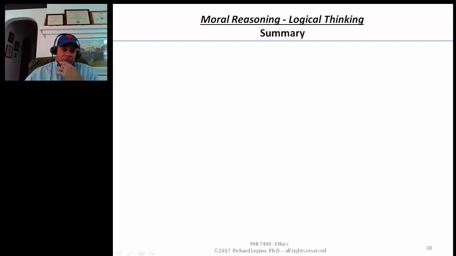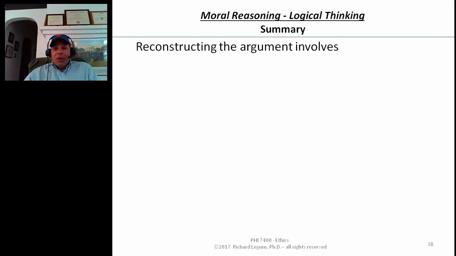This is going to be a summary of the points that we made about logical thinking or moral reasoning. And let's start thinking about reconstructing arguments, because that's really the ultimate goal of what we're trying to do, and it has an important purpose. The purpose is to make it easier for us to understand and evaluate arguments on either side of the issue.